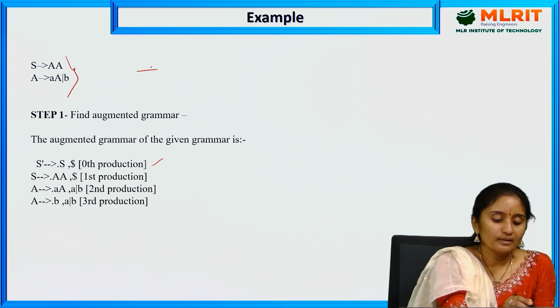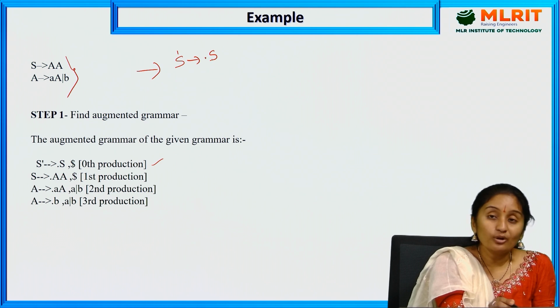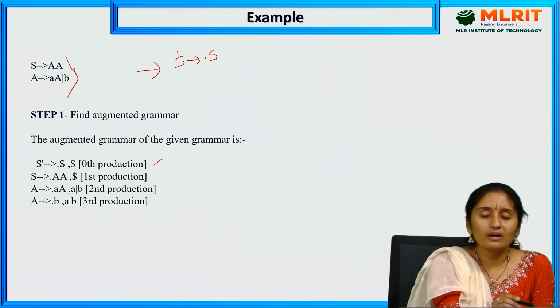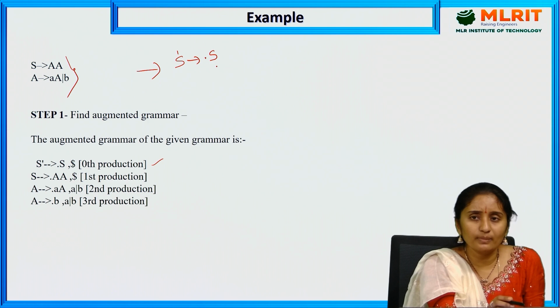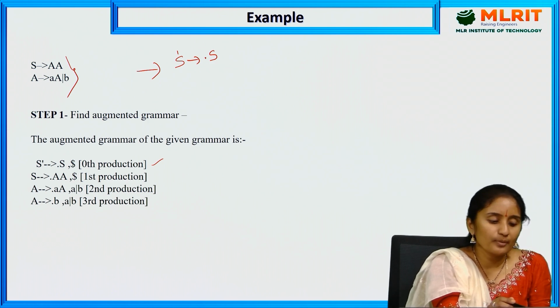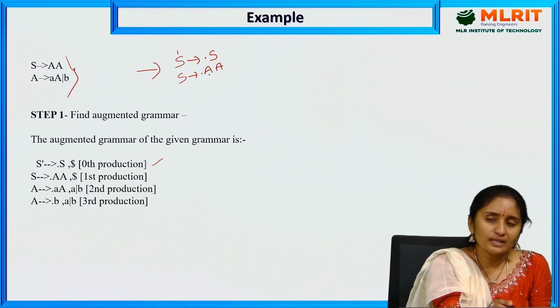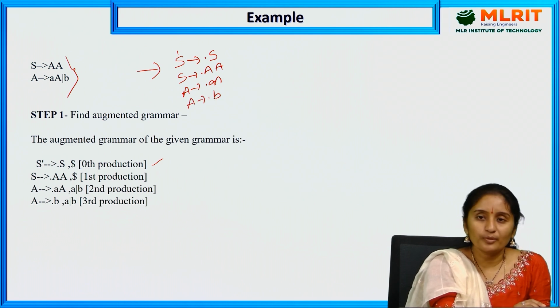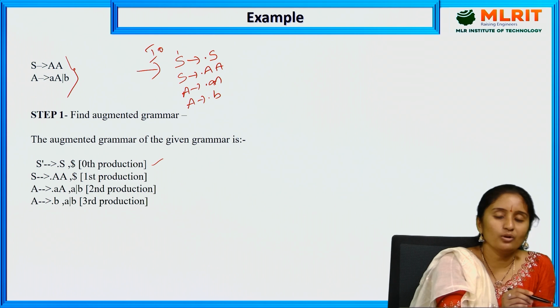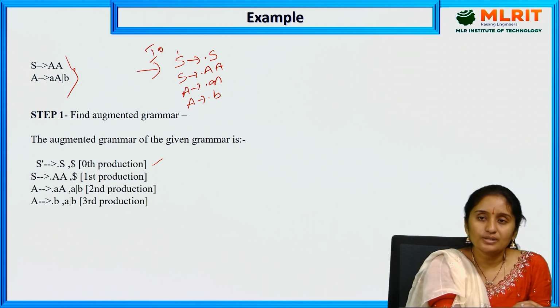So let me write the augmented grammar for this. S' → .S. After the dot there is a non-terminal, so let us write the non-terminal productions. S → .A. After the dot there is a non-terminal, that is A, so let me write the non-terminal productions. A → .B. So these are the four productions, and this is in the I0 state.